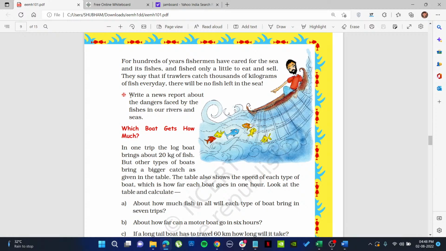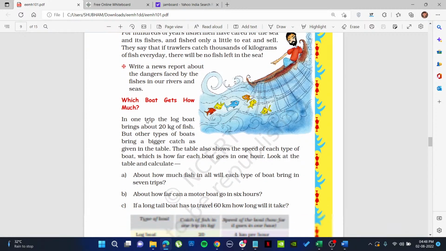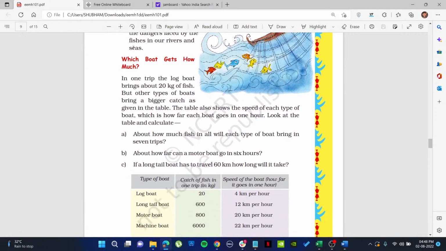Let's have a look at what the given question says. A news report about the dangers faced by the fishes in our rivers and seas. Okay, so you can consider this to be as your homework. Okay, you can prepare your report.